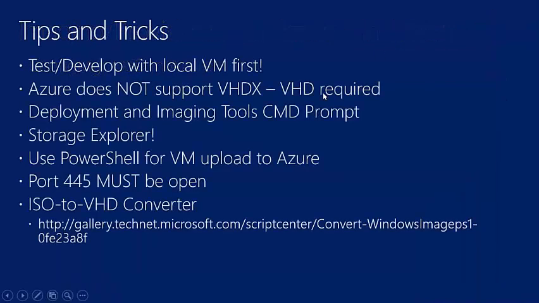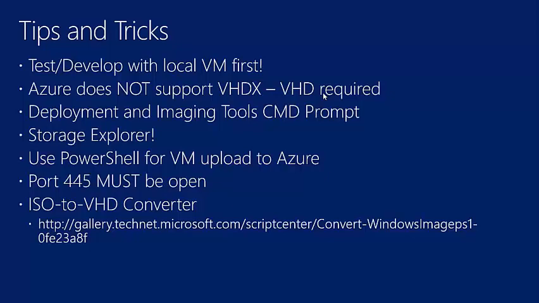Okay, so that really does kind of wrap up what I wanted to talk to you about the imaging. A few tips and tricks as we start to wind down. So, said it a couple of times, say it again. Test and develop on your local VMs first. Absolutely critical to make sure things are working the way you want them to work. When you're testing, make sure you're using VHDs, not VHDXs. Azure does not support the VHDX format. Especially whenever you're working with the Windows ADK pieces, make sure you're using the deployment and imaging tools command prompt.